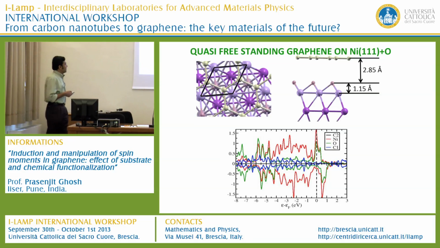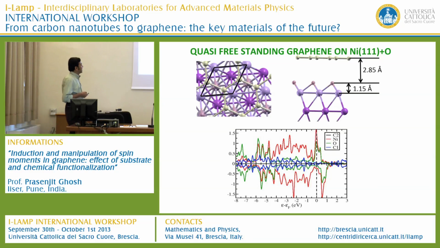And this is the density of states. The red and green ones are for the nickel and the oxygen atoms, and the blue one, and there is a black one also, but since they are the same for the two carbon atoms, they are overlapping on each other.